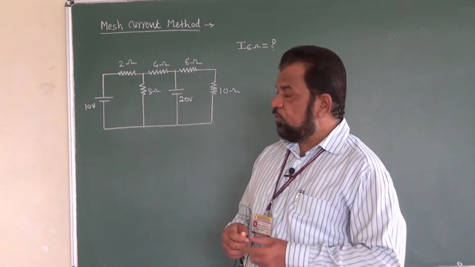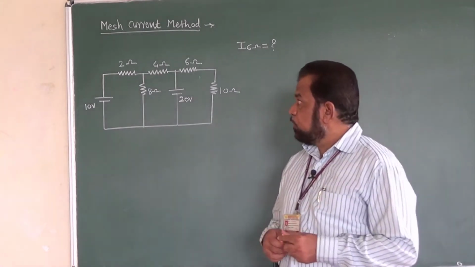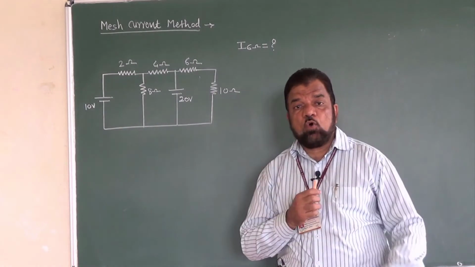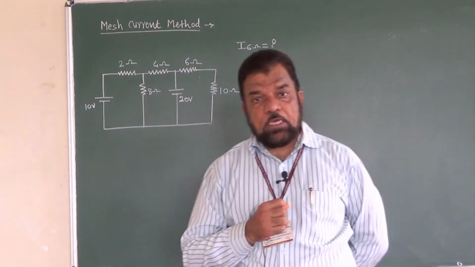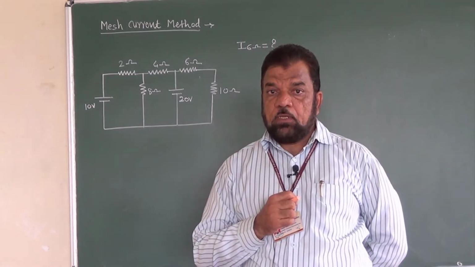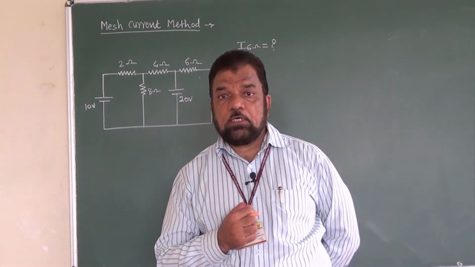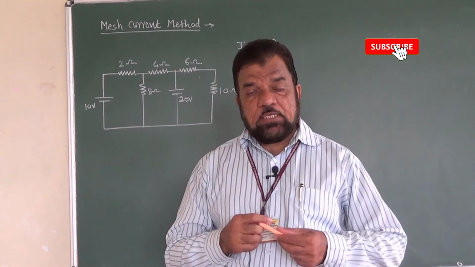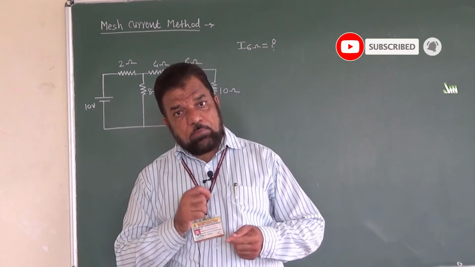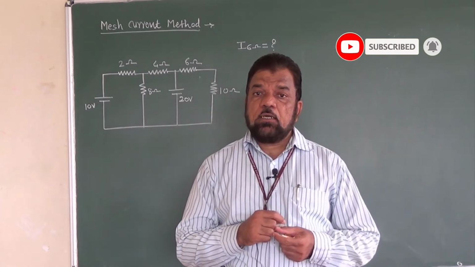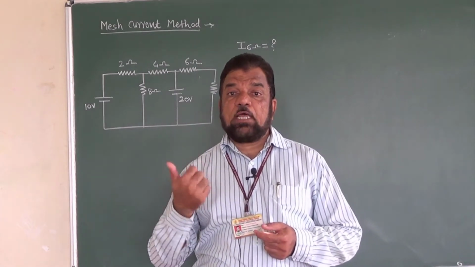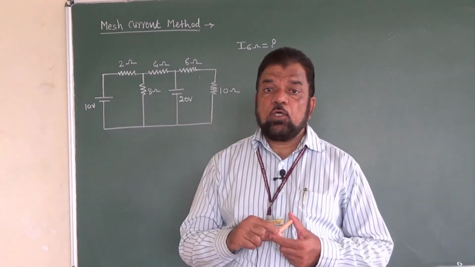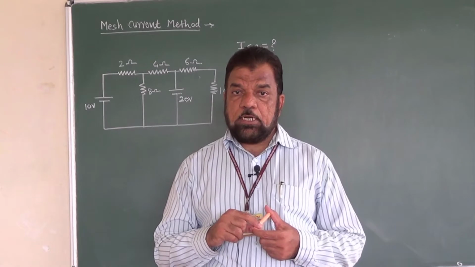So let us define the problem statement like this. For a given circuit, calculate the current flowing through the 6 ohm resistance using mesh current analysis. What is the difference from the previous method we covered, the branch current method? In the branch current method, we assigned different currents for different branches, whereas in this method, we are assigning the loop currents or mesh currents.